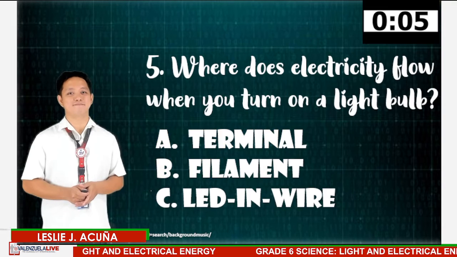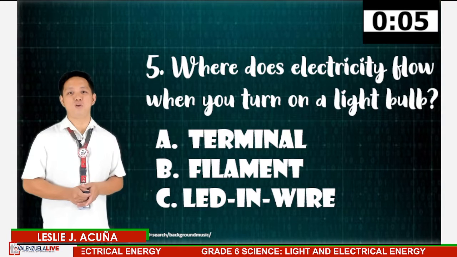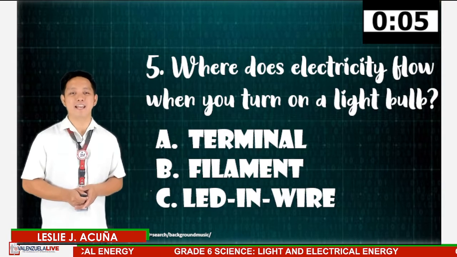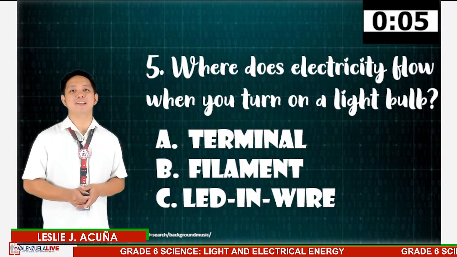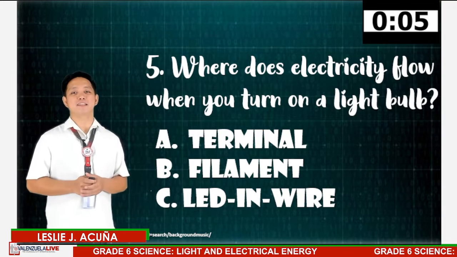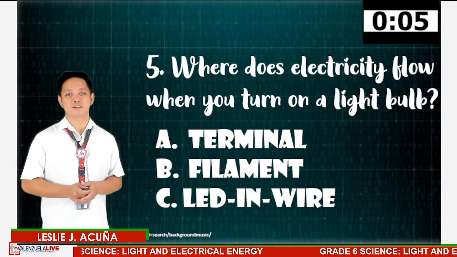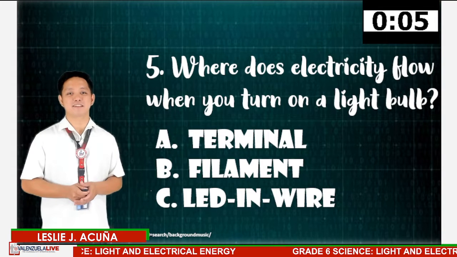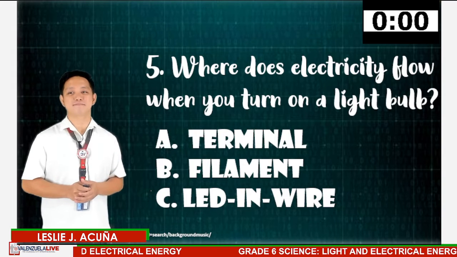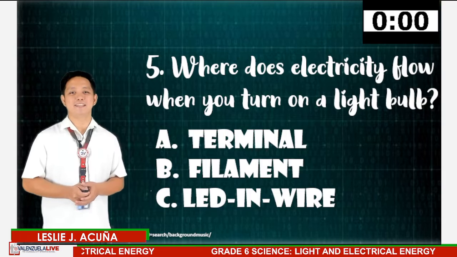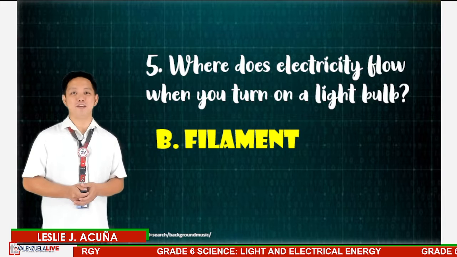Last question. Where does electricity flow when you turn on a light bulb? Letter A, terminal. B, filament. Or letter C, lead-in wire. 5 seconds. Just simply comment down your answer. Okay, the correct answer is letter B, filament.